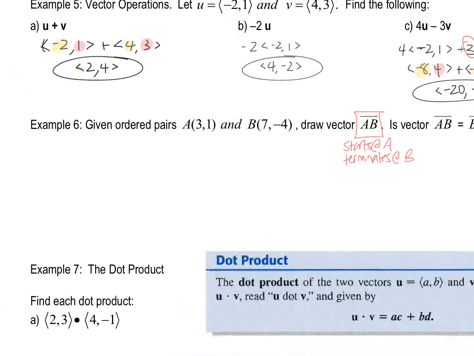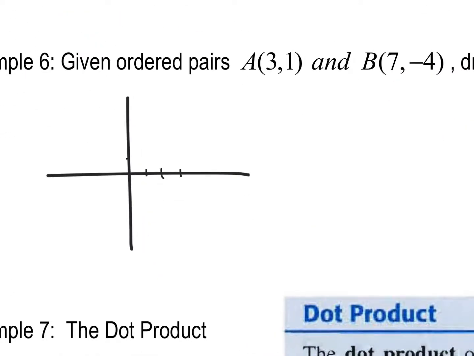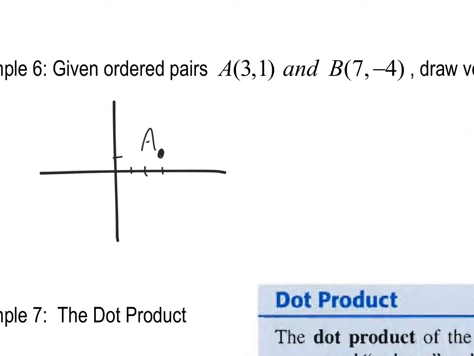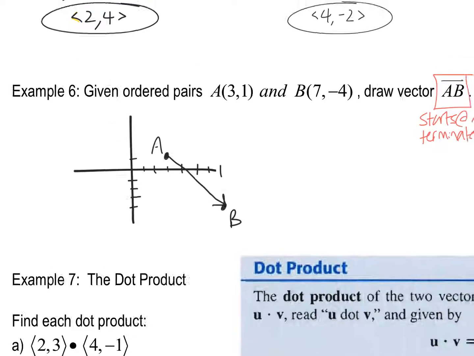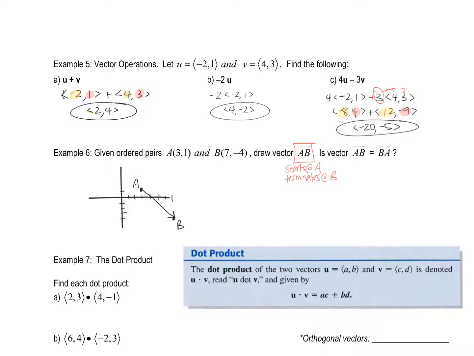So I'm going to just get a rough sketch here of ordered pairs. 3 comma 1 is like right here, so there's A. And B is 7 comma -4, excuse me. So here is B. And so to connect those, I'm starting at A and going to B and drawing my arrow right there. So just like in geometry class, it's kind of like a ray, but in this case it's a vector. So it starts at one point and ends at another one.